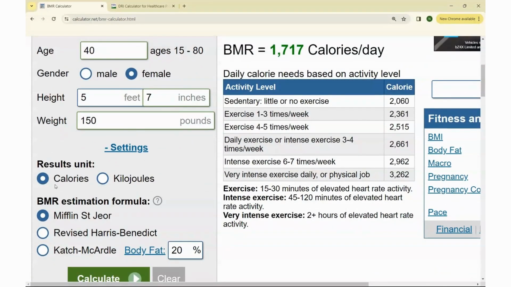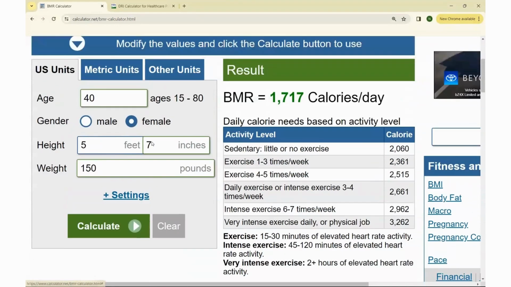Now, I like this calculator because it does have some additional settings here that you can choose how you want your output and which equation is used for estimating your daily caloric needs. I like the Mifflin-St. Jeor. It is more accurate than the Harris-Benedict equation, and most people don't know an accurate body fat percentage to put here for the Katch-McArdle. So Mifflin-St. Jeor is the default, and we will just keep it there.